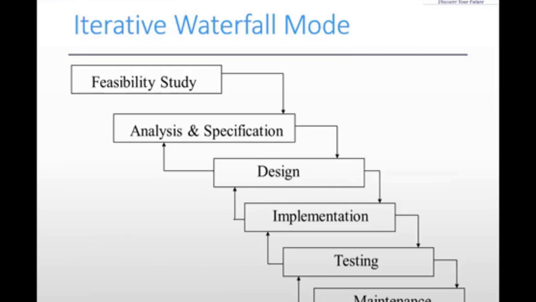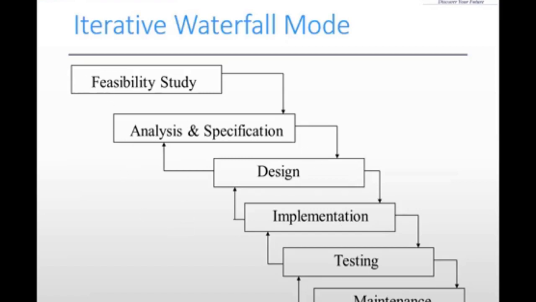But you can see there isn't any backward path from analysis and specification to the feasibility study. Why? We cannot see any backward paths to the feasibility study. Because the feasibility study is a study in which we are taking the decision, right? Once we have taken the decision, then we have to implement it. We cannot reverse the decision. That is a decision, right? So because of that, we don't have a backward path for the feasibility study, right?